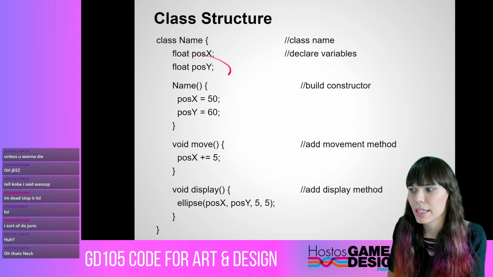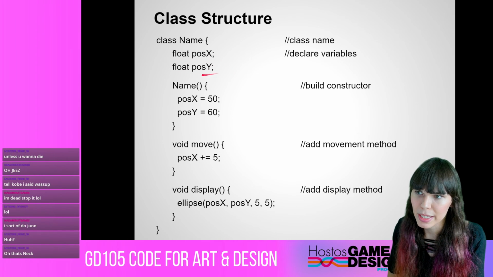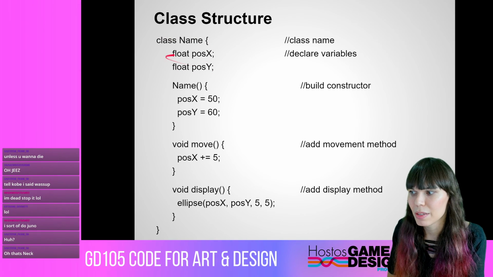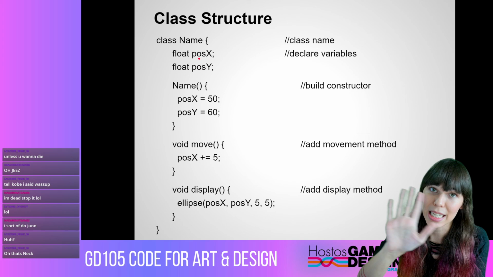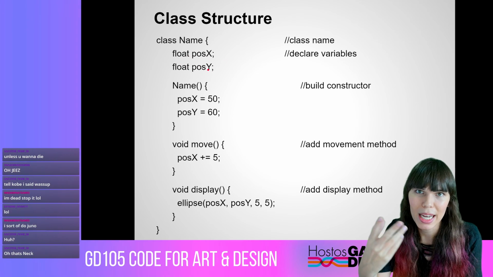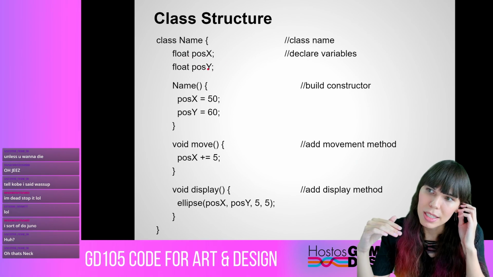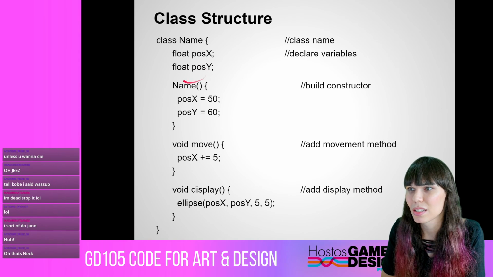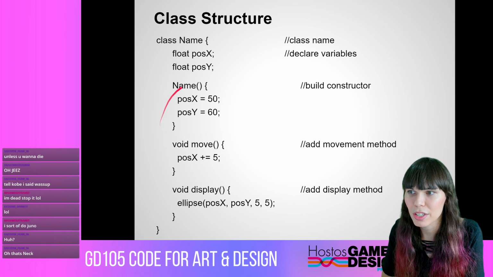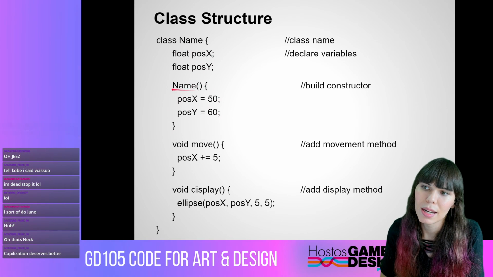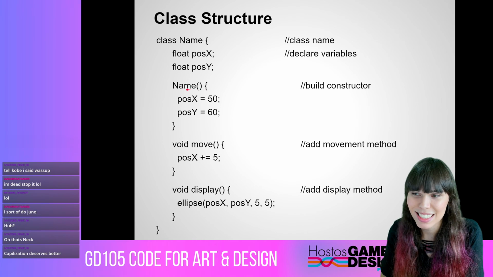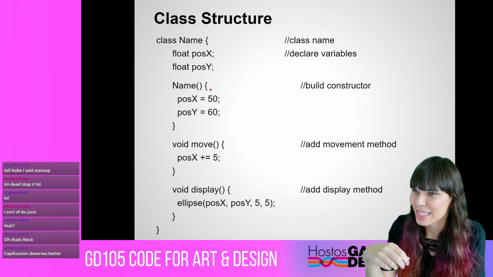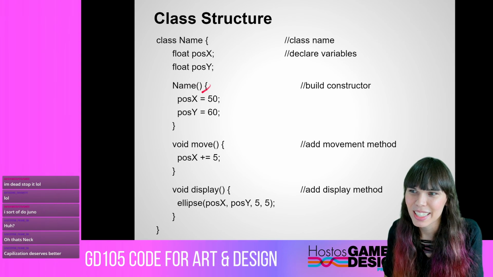So in here, we have two variable declarations. Within our class, we have the curly brackets to start the class, right? And then we declare two floats. This is just an example. Similar to how we have our declarations at the top of our sketch, inside of our class we have the same thing. So it's sort of a structure within a structure. We have our variable names, and then we have our constructor. The constructor is just the name of the class, open and close parentheses, and then curly brackets.